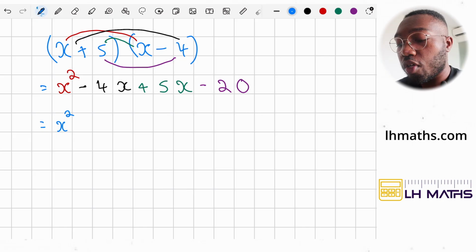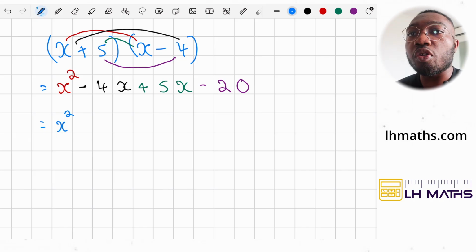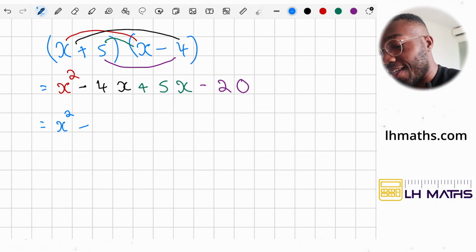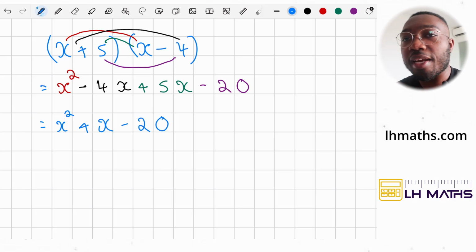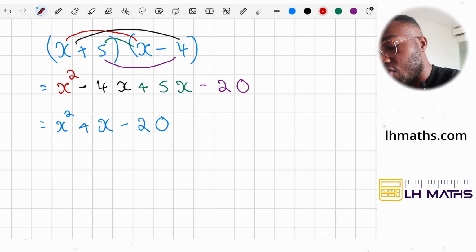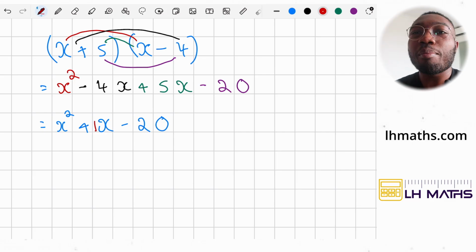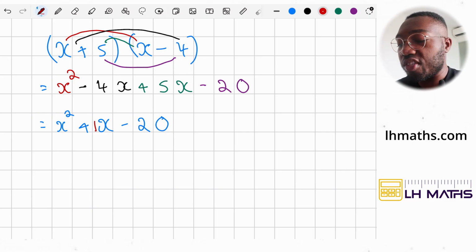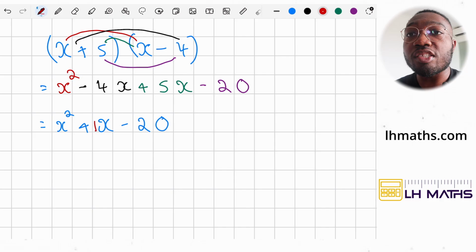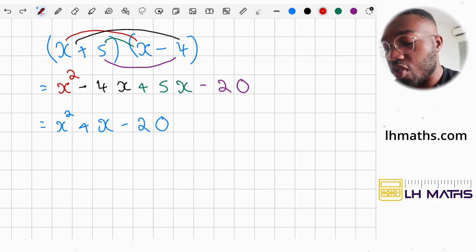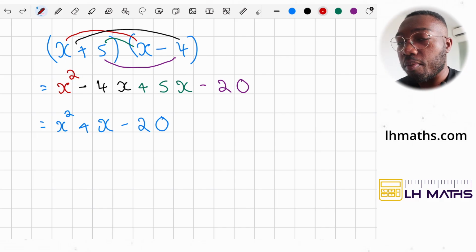However, in algebra, you could write 1x, but you don't need to write 1x because the 1 is kind of useless in this case. So we can just write this as x, okay? And then minus 20. So just remember, in algebra, you can write the 1x if you want to, but it's not needed. If it's just x by itself, it's implied that it's just 1. So you can just write it as x squared plus x minus 20.